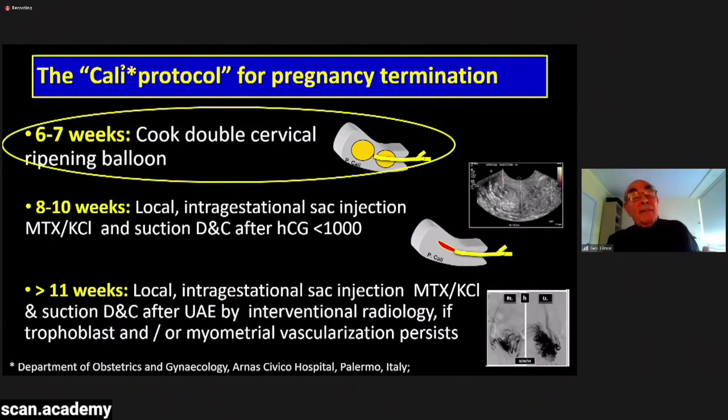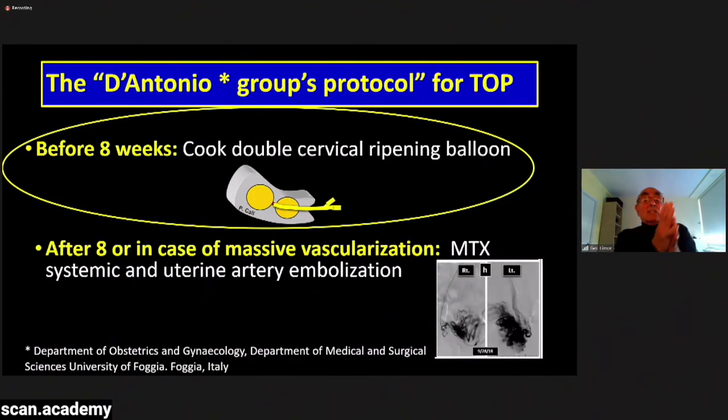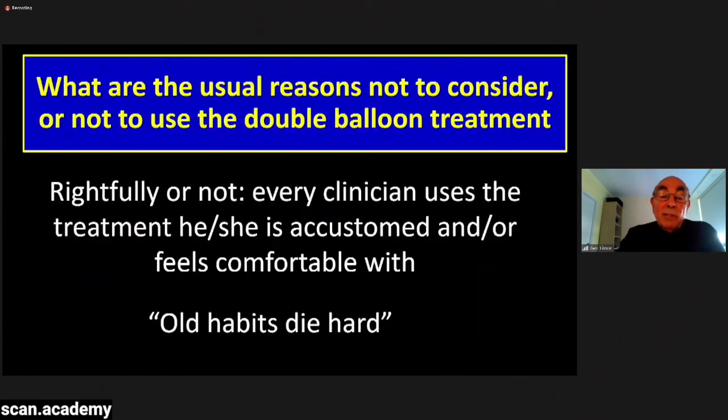Now I'm looking at what my friends do. Palermo, Cali in Italy, 6 to 7 weeks, double cervical ripening catheter. Later on, he does intergestational injection and the balloon. After 11 weeks, he also uses embolization and so forth. My friend Francesco D'Antonio in Italy, before 8 weeks, double balloons. After eight weeks, massive vascularization. Again, as Davor correctly pointed out, then he uses methotrexate and uterine artery embolization.